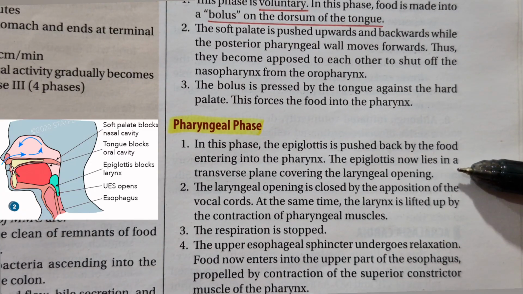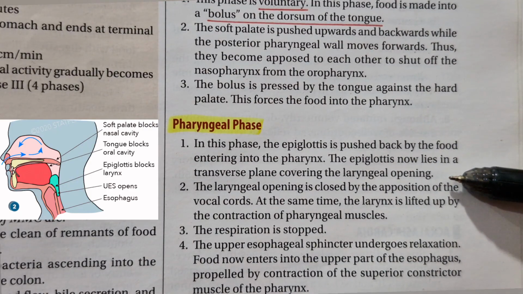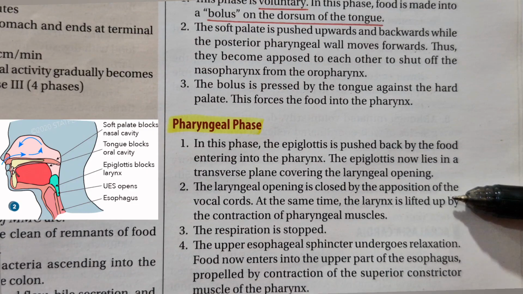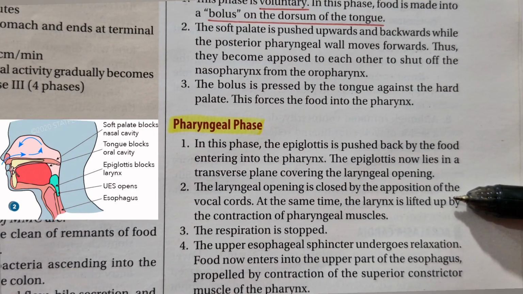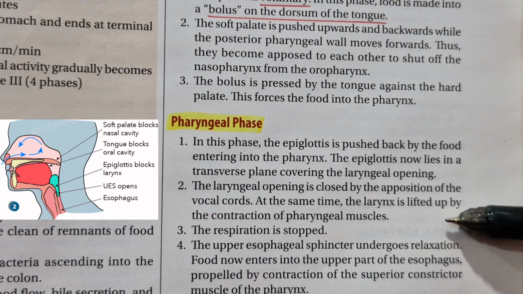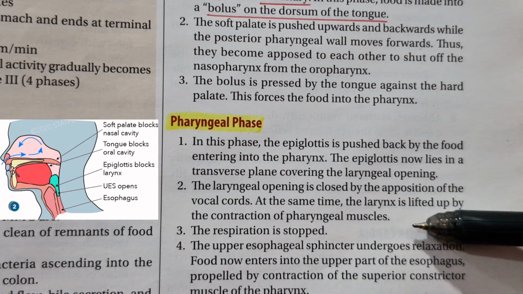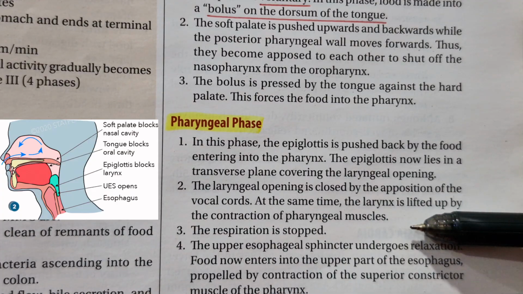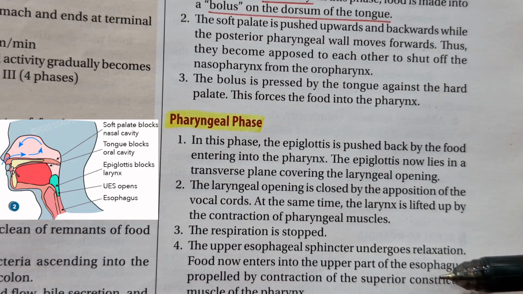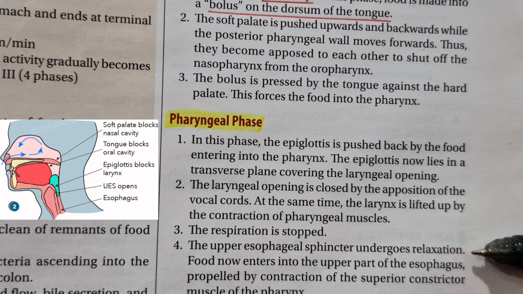The epiglottis now lies in a transverse plane covering the laryngeal opening. The laryngeal opening is closed by the apposition of the vocal cords. At the same time, the larynx is lifted up by the contraction of pharyngeal muscles. The respiration is stopped. The upper esophageal sphincter undergoes relaxation.